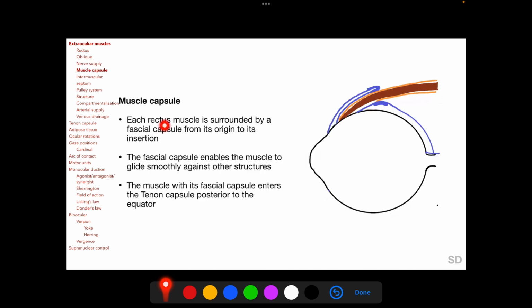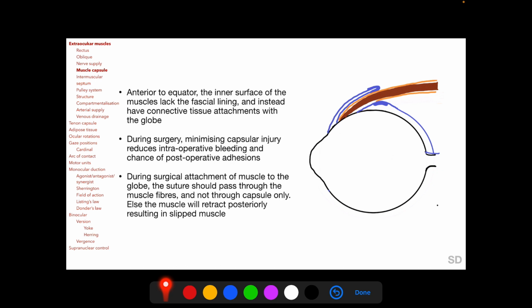Each rectus muscle is surrounded by a fascia called its muscle capsule from its origin to its insertion, as represented by the yellow line in this diagram. The fascial capsule enables the muscle to glide smoothly against adjacent structures. The muscle with its fascial capsule enters the Tenon's capsule posterior to the equator, the blue line representing the Tenon's capsule.